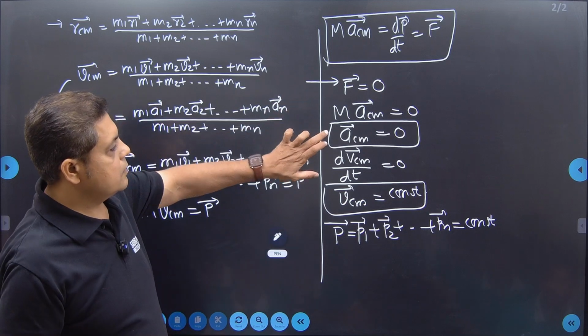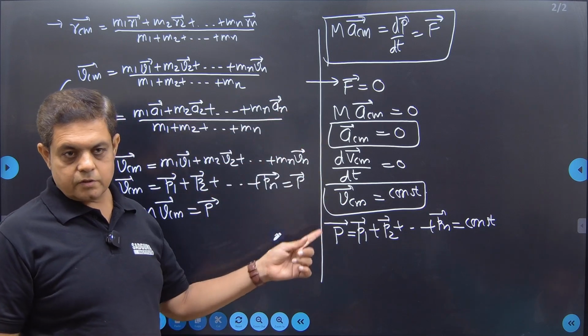So ACM is 0, VCM is constant. These are 1 mark questions.